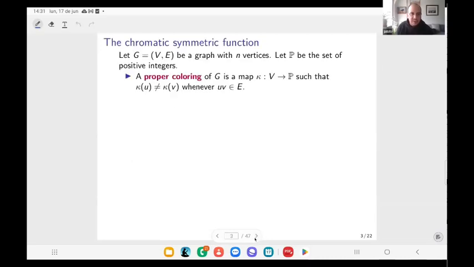Okay, so we start with the basic definition, what a proper coloring is. If I have a graph with n vertices, I'm going to color the vertices in such a way that whenever I have two vertices that are connected by an edge, they have different colors.